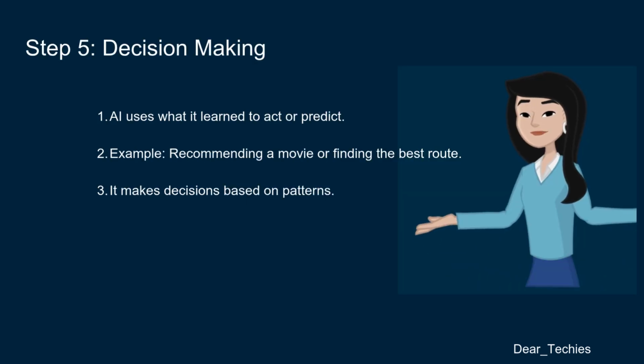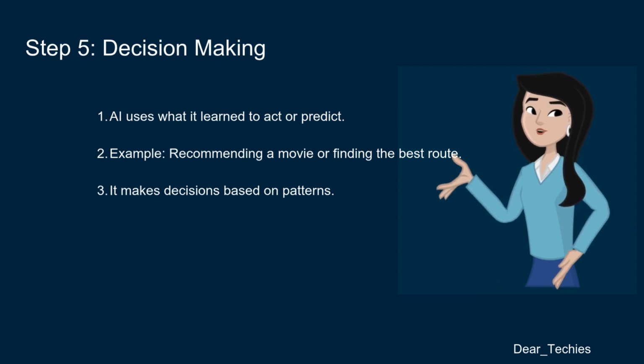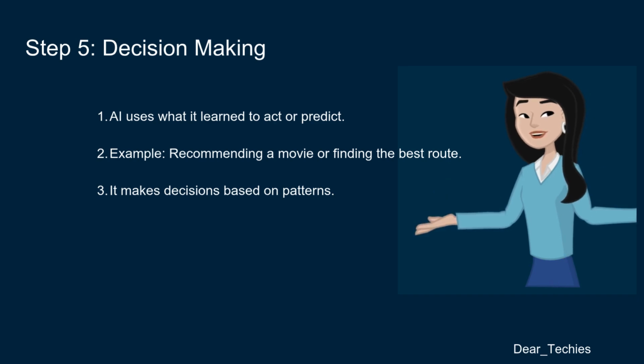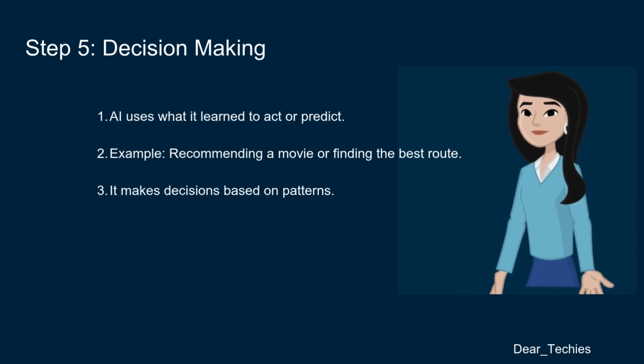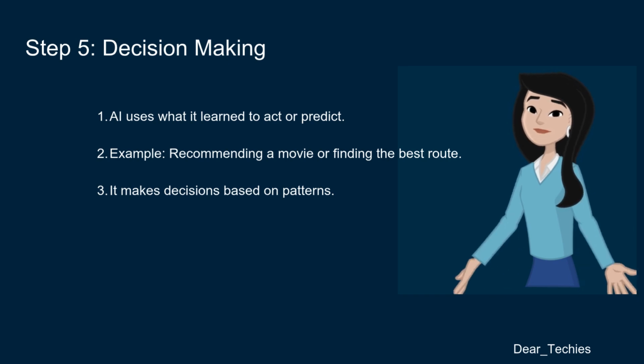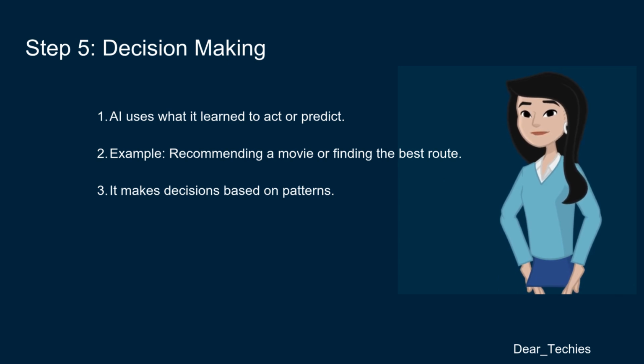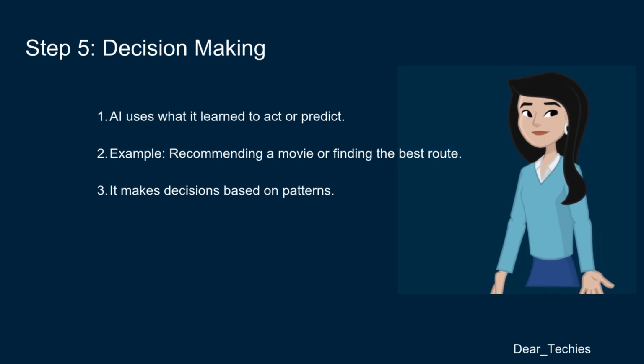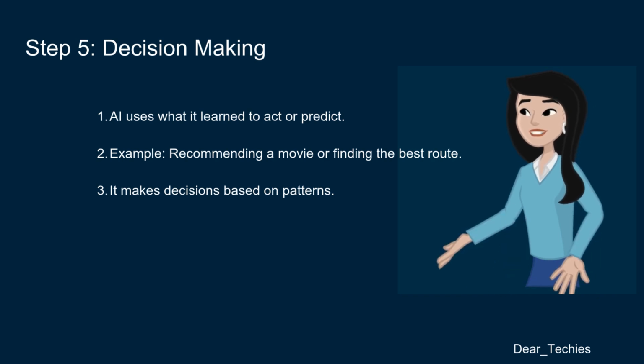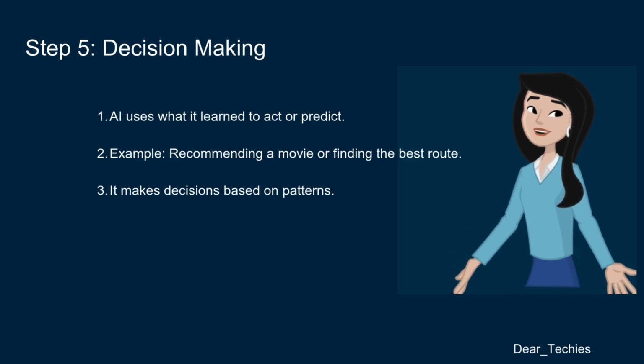Once testing is done, AI is ready to make decisions. Now it can use its learning in real life to make predictions or perform actions automatically. For example, Netflix recommends movies you might like. Google Maps finds the best route. And your phone unlocks by recognizing your face. All these are examples of AI using what it has learned to make decisions without human help.